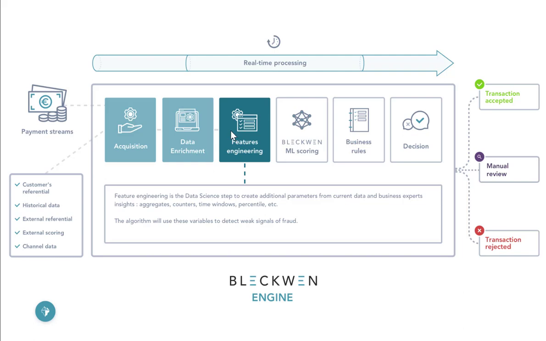The next step is feature engineering. This is an essential step in detecting weak signals of fraud. It includes creating new variables from business knowledge, for example, the number of transactions to a recipient account.